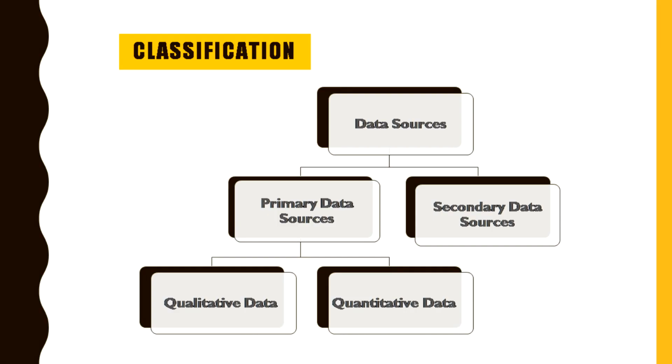So primarily, the data can be classified into two types. One is primary data, another one is secondary data. And the primary data can be further classified into qualitative data and quantitative data. So what is the difference between primary data and secondary data?